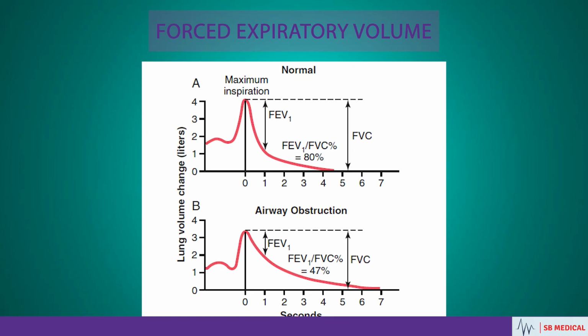In the normal person, the percentage of the FVC that is expired in the first second divided by the total FVC, FEV1/FVC%, is 80%. However, with airway obstruction, this value decreases to only 47%. In persons with serious airway obstruction, as often occurs with acute asthma, this value can decrease to less than 20%.